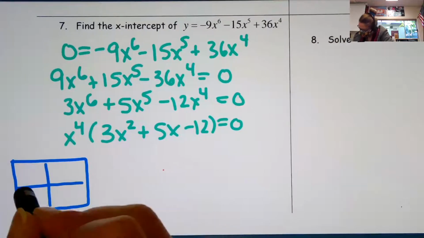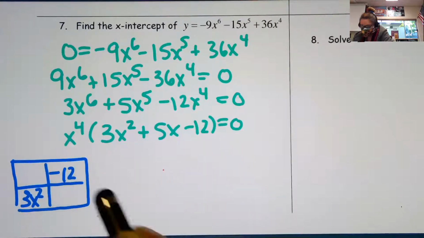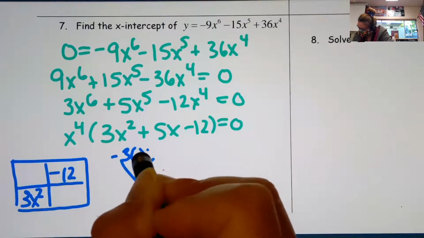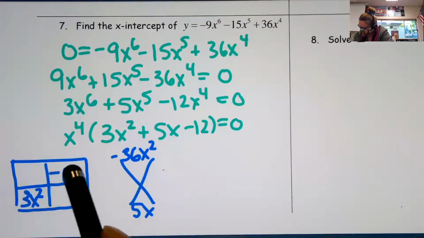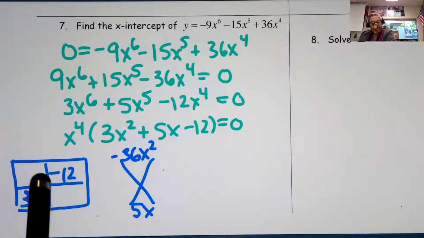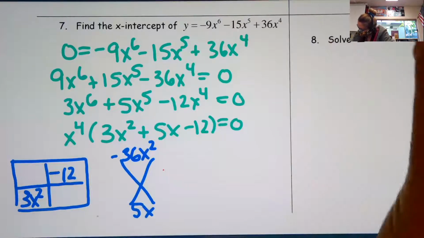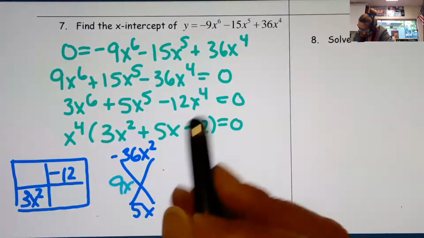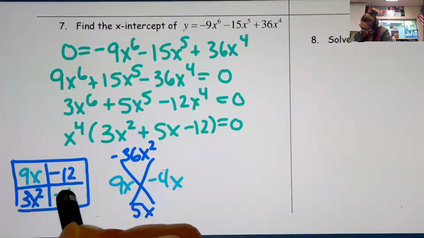So in my box, I'm going to put 3x squared here from here. My minus 12 is going to go here. Those multiply to a negative 36x squared, and they have to add to that 5x. So I need this to multiply to negative 36x squared. This also multiplies to the same negative 36x squared, but it has to also add to 5x. So that's going to be a 9x and a negative 4x.